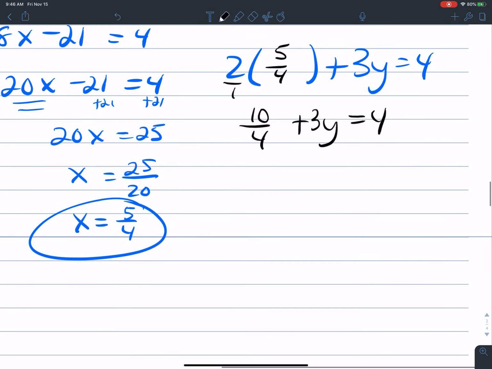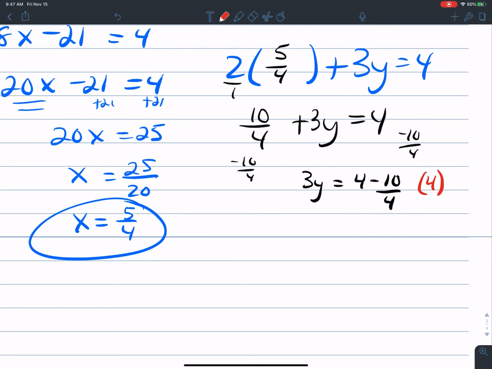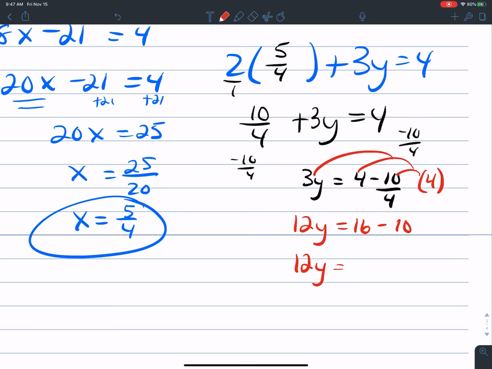Now in this case here, I'm just going to subtract the fraction. So we get 3y is equal to 4 minus 10/4. Now you're welcome to get a common denominator there. I'm going to choose to actually just sweep the fractions away real quick by multiplying every term there by 4, because that's the common denominator. So this would turn into 12y equals 16, and then 10 times 4 divided by 4 would just be 10. So I'm going to simplify that.